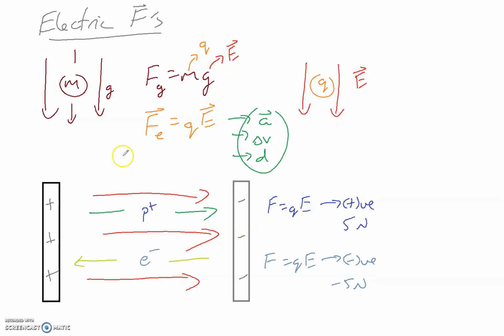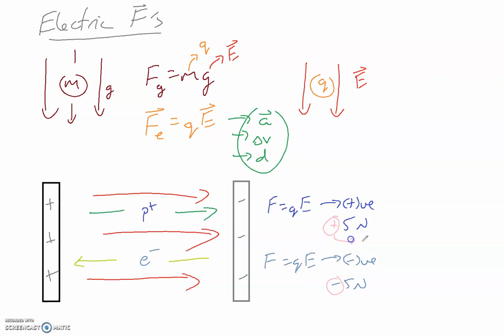Because if you reversed this entire setup, the calculation would still give you the same results. Plus 5 for the proton, minus 5 for the electron. So what that little positive and negative actually tells you, it doesn't really tell you much about which way it's actually going. It sort of tells you how the charges are moving based on the field.